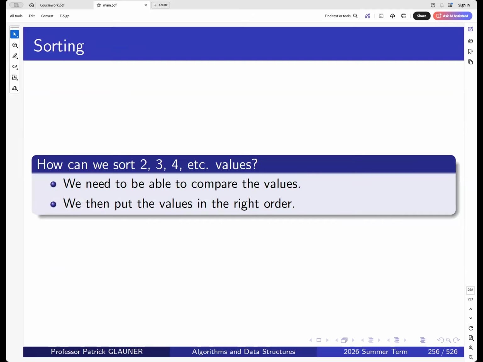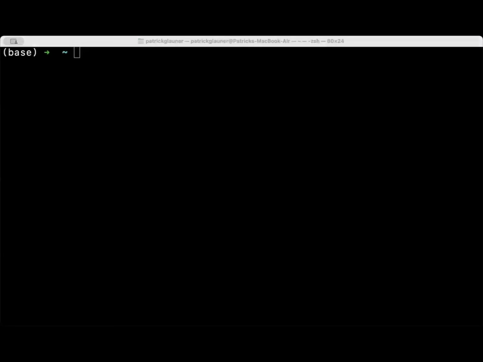We can start before we look into these algorithms, which always assume that we have n elements. If I don't fix n, or if I don't see n as a variable, I just say, how can we sort 2, 3, or 4 values? So we assume we just have a fixed number of values. We can try to implement this. And after that, we will actually see how we can do this for n many entries.